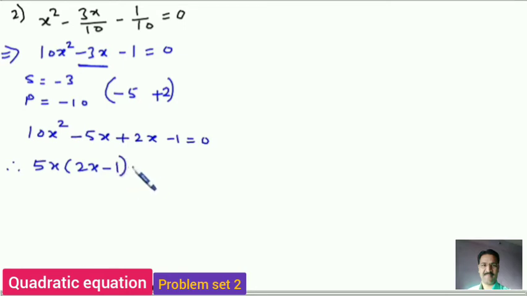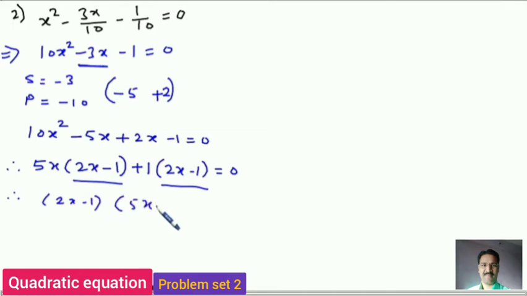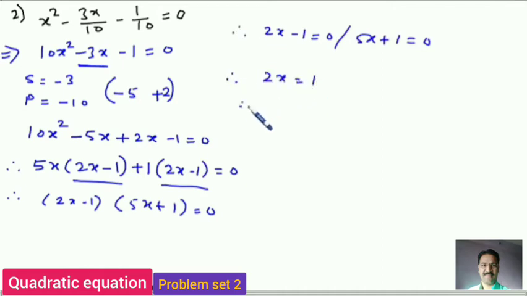Plus, now from these two terms we cannot take anything common, so we'll take 1 common. That means just keep both the terms as they are. Means this bracket we can take common. So what we get now is 2x minus 1 in the first bracket, 5x plus 1 in the second bracket, is equal to 0. So when the product of two terms is 0, we can write that the first may be 0 or the second may be 0. In this way we are going to find the value of x now. So 2x equal to 1 means x equal to half.